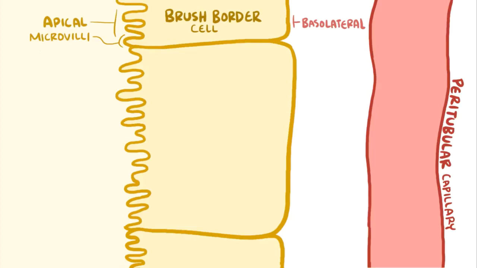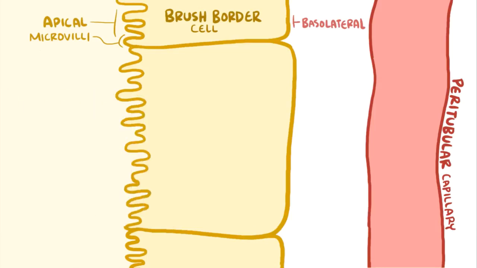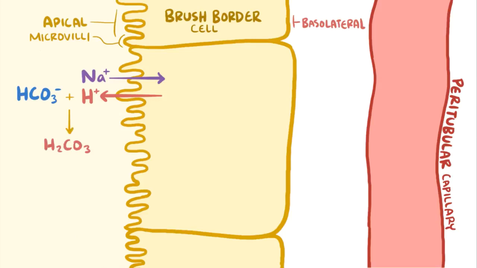So with bicarbonate reabsorption, as the filtrate leaves the glomerulus, it first goes through the proximal convoluted tubule. At first, this filtrate has the same concentration of electrolytes as the plasma it came from. But when a molecule of bicarbonate approaches the apical surface of the brush border cell, it binds to hydrogen that was secreted by the brush border cell in exchange for a sodium ion, and this forms carbonic acid.